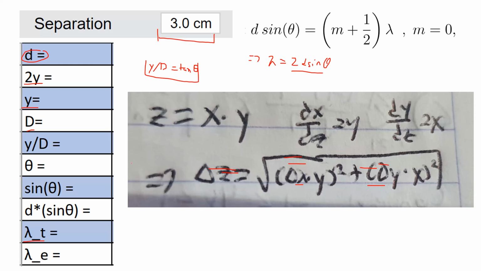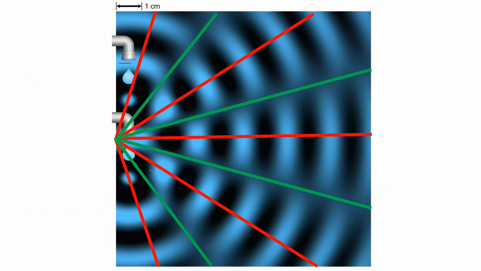For the uncertainty of multiplication, because we multiply d times sine of theta, it is the square root of the uncertainty on x times y, squared, plus the uncertainty on y times x, squared. This is how we will get all the uncertainties. For example, this step right here. Here is what I told you about the way we get the experimental one.